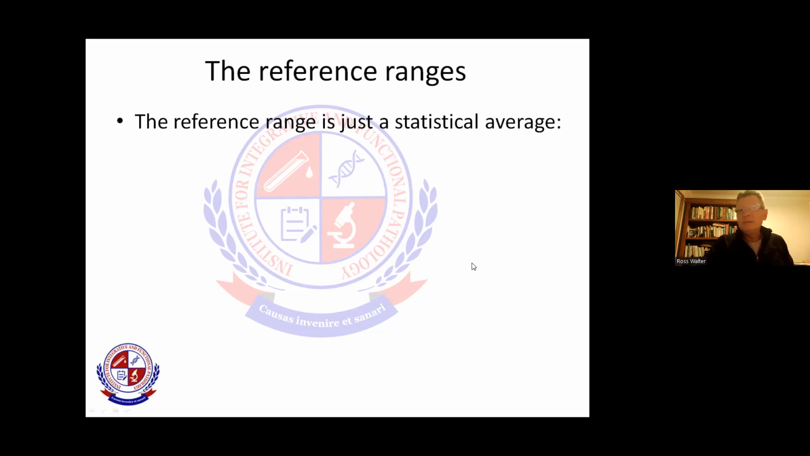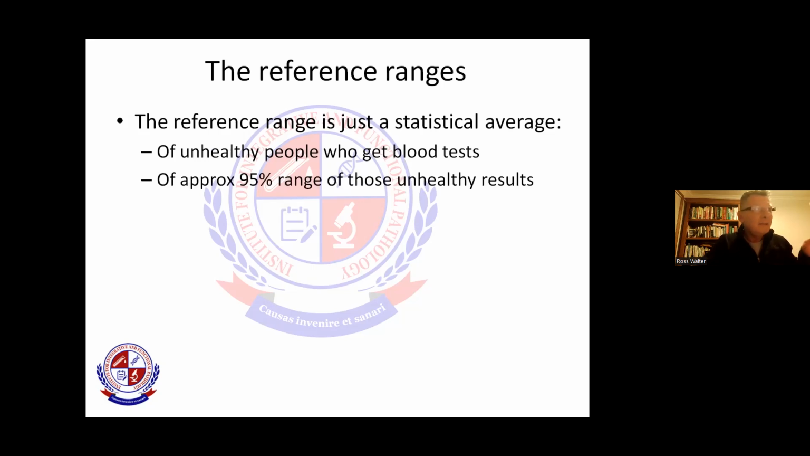So therefore, the reference range, and you can add your comments in the chat box when this clicks with you, is basically just a statistical average of unhealthy people who get blood tests. The 95% range of those unhealthy results is what the reference range is. And it's typically the results at that particular laboratory. The different laboratories have their own data, their own statistics, and therefore they have their own reference range.